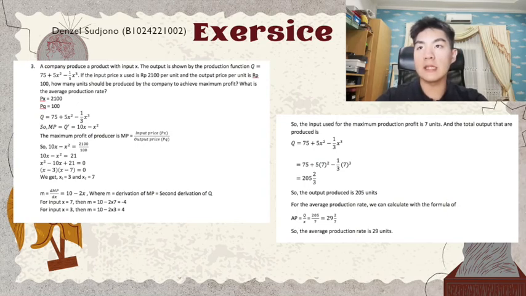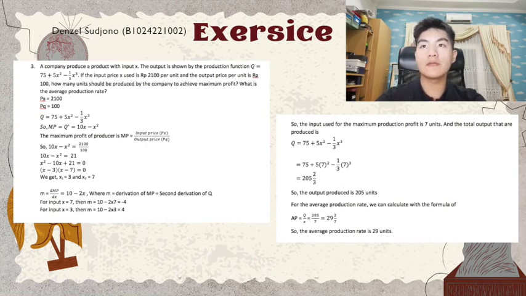And we should switch the place into x squared minus 10x plus 21 equals 0. And we get x minus 3 times x minus 7 equals 0. So we can get x1 equals 3 and x2 equals 7. M equals the derivative of MP per derivative of x, which equals 10 minus 2x, where M equals the second derivative of Q. For input x equals 7, then M equals 10 minus 2 times 7, which is negative 4. For input x equals 3, then M equals 10 minus 2 times 3, which is 4.